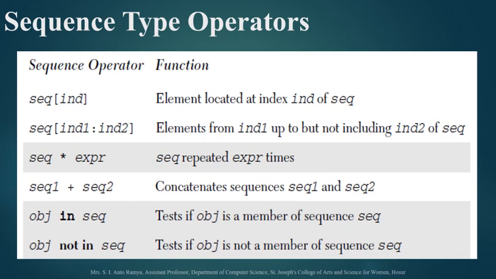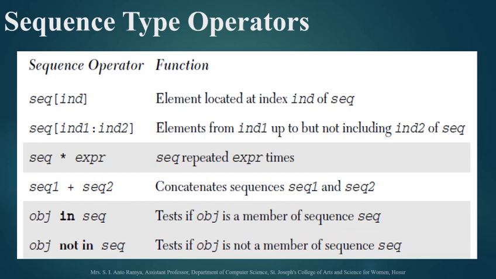So next one is sequence type operators. The first one is sequence of index. So it will give you the value that is located at the particular index that you have mentioned, of the particular sequence. Sequence of index 1 to index 2. So index 1, the beginning value, will be included, but index 2 won't be included. So before index 2, it will stop.